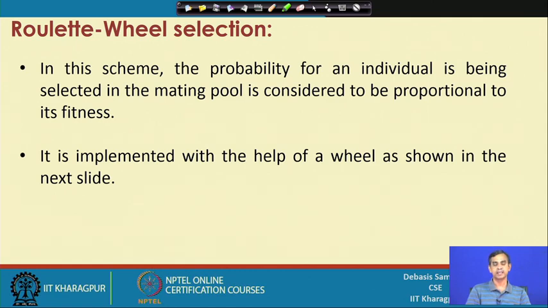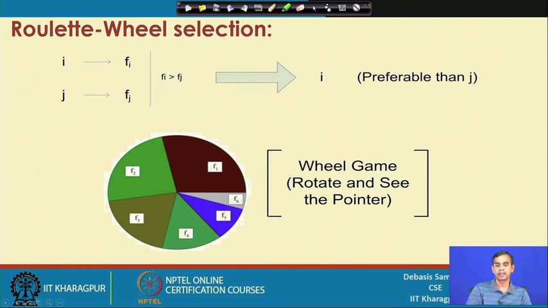The idea is, let us see exactly what is followed in Roulette Wheel selection. Roulette Wheel selection can be better understood by a wheel game. A wheel game is basically a wheel like this, and the wheel is marked with different colors or different symbols, and different areas or regions. The different regions are proportional to the different fitness values.